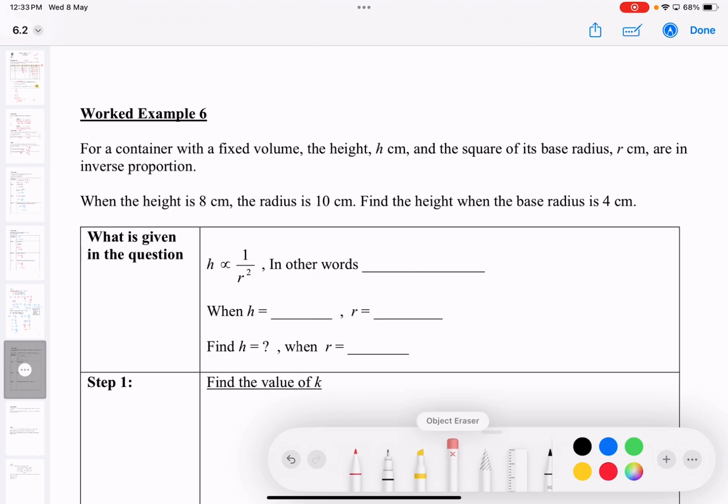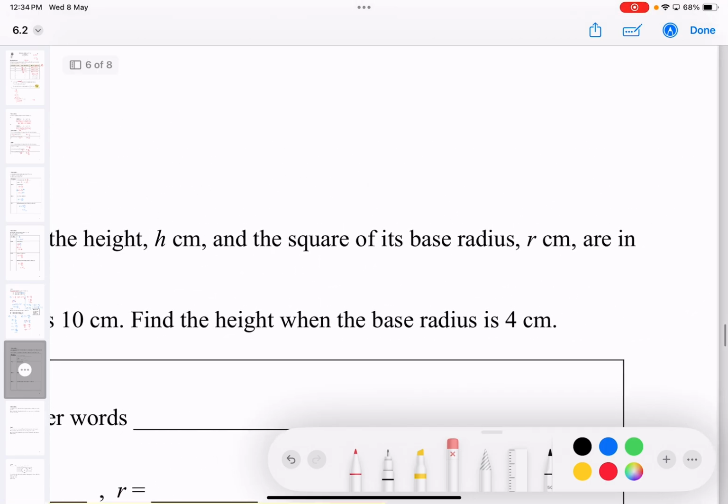They tell us, let's read the question together. For a container with a fixed volume, the height h and the square of the base radius. Let's pause for a moment. What is the square of the radius? How do I express this? Chun Feng? I give you two options again. Is it this or is it this? Is it the first one or the second one?